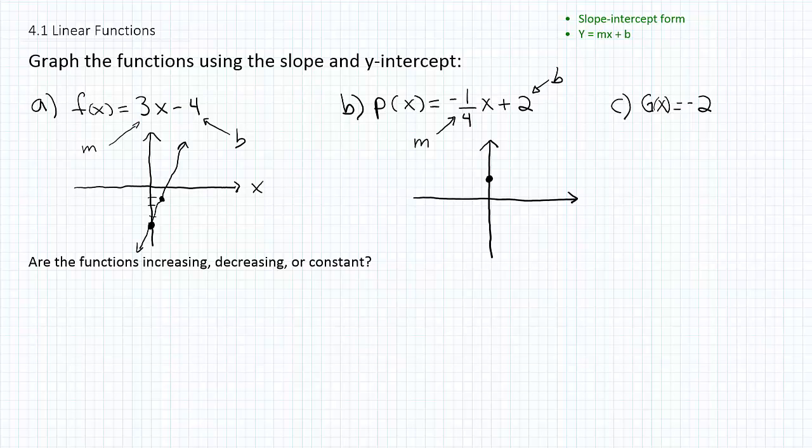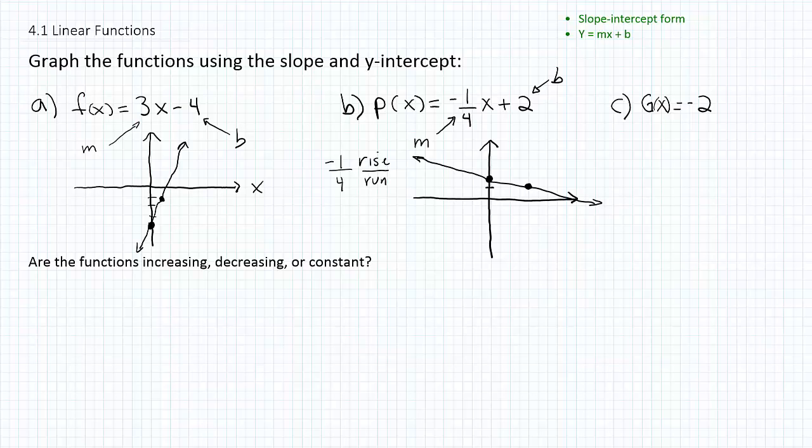So we have -1/4 for m, right? Remember that's rise over run. So in other words, we will rise -1, or go down 1 on the y-axis, and we will run to the right 4 because 4 is positive. So we go down 1 on the y-axis, and then we go over 1, 2, 3, 4 on the x-axis. Now that second point can be used to plot the graph. So we connect the lines, and that's it.